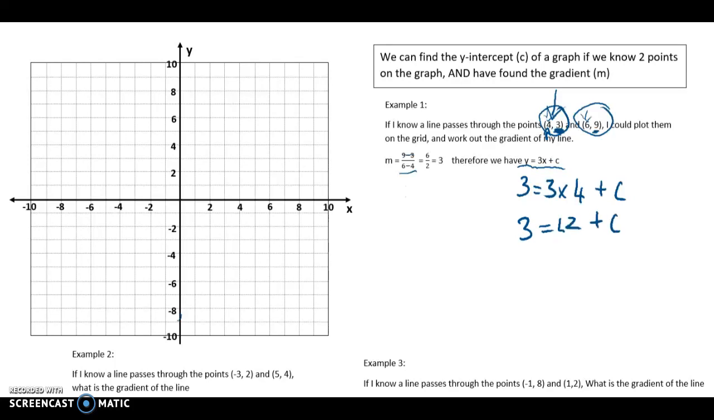Now I need to take this 12 to the other side, so I'm going to minus 12 from both sides, so I've got c by itself. This is solving in algebra. 3 minus 12 is minus 9, so minus 9 equals c.